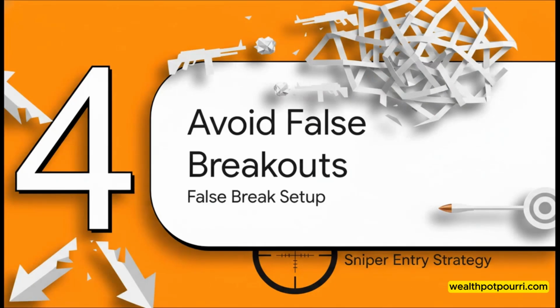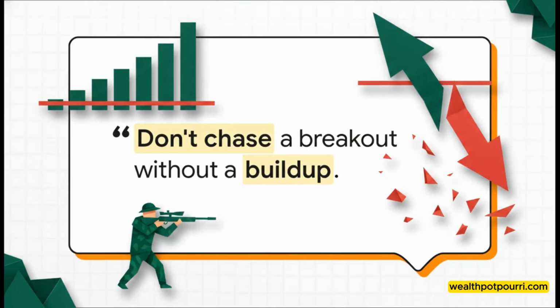Next up is Section 4, avoiding false breakouts. Let's talk about the painful reality of the false break. This is the exact pattern that traps those emotional machine gunner traders we were talking about earlier. You need to burn this golden rule into your memory. Don't chase a breakout without a buildup. Seriously, if you see a massive sudden surge into a resistance level without any prior consolidation, do not buy it.